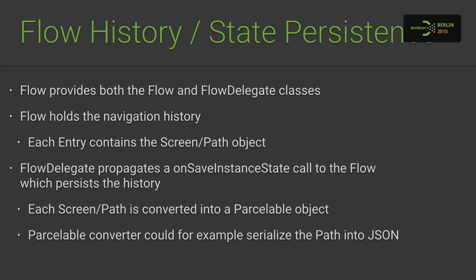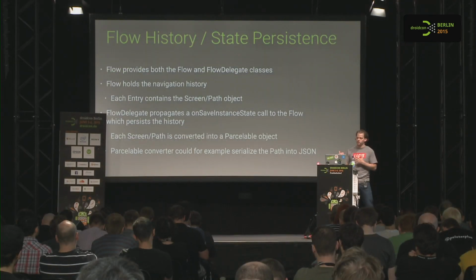Yeah, so as I mentioned, Flow provides the backstack and therefore the history. There's a class called Flow Delegate that has to be implemented within your activity in order to provide callbacks for all the lifecycle events, resume, pause, but also for save instance so that the history can be saved to the persistence bundle. One thing that's nice is that you don't have to deal with parcelables in that sense, or they're converted for you.